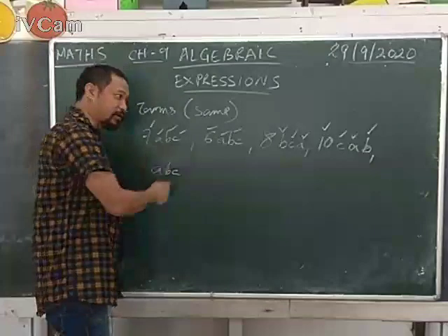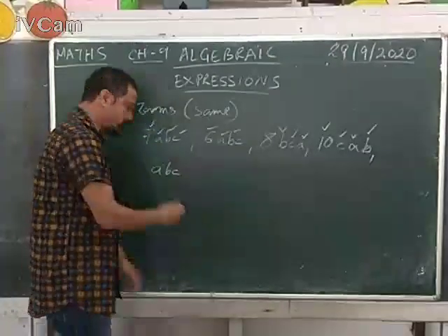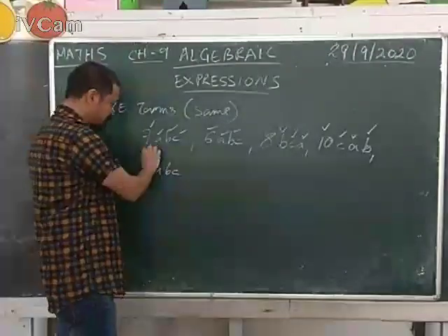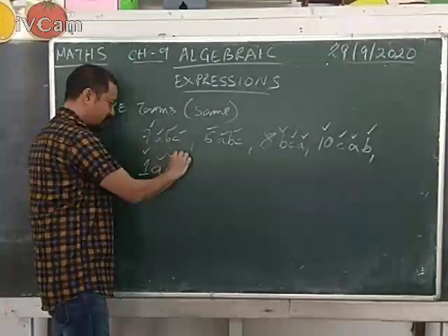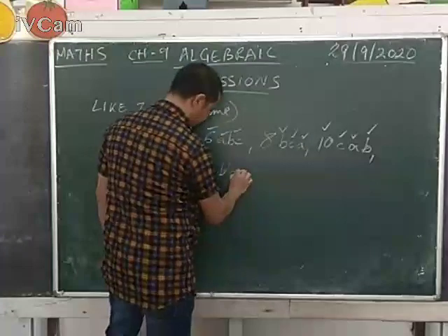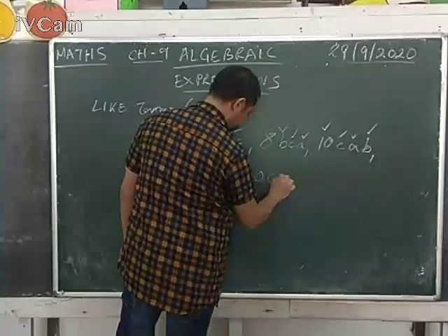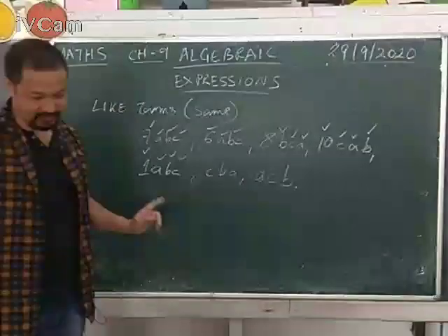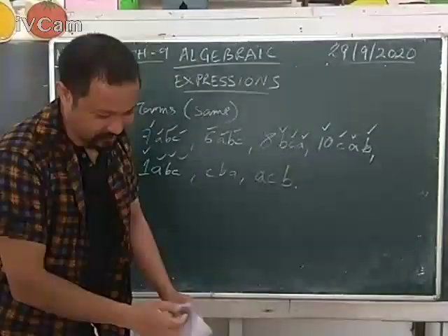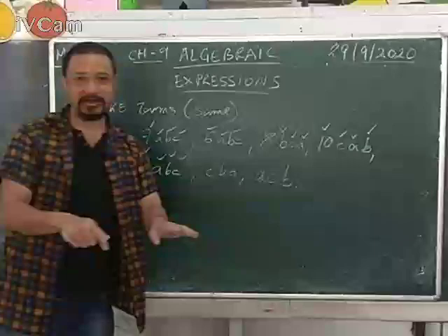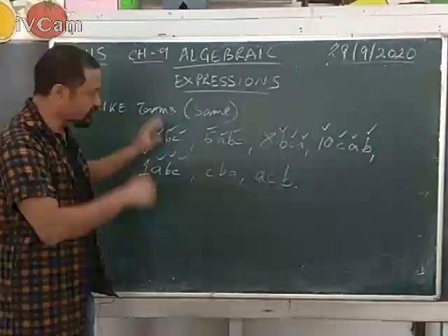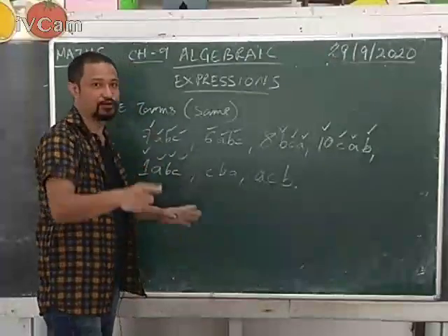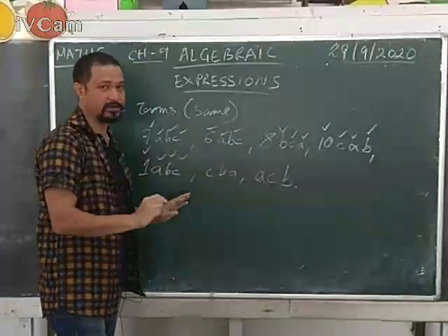Again, as I've told you, if you just write ABC, it is understood that it is one ABC. Numerical coefficient is there, there. A is there, B is there, or CBA, ACB. Okay, so just don't get confused. I'm using these words, numerical coefficient, literal coefficient, just to get used to it. I can simply say numbers and alphabet.